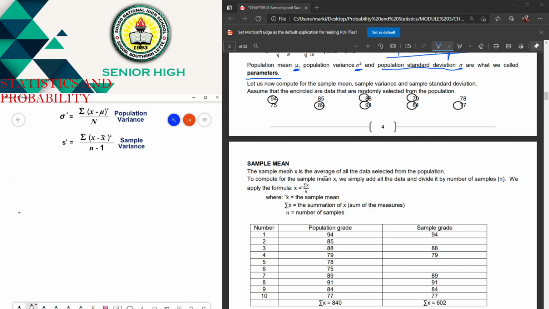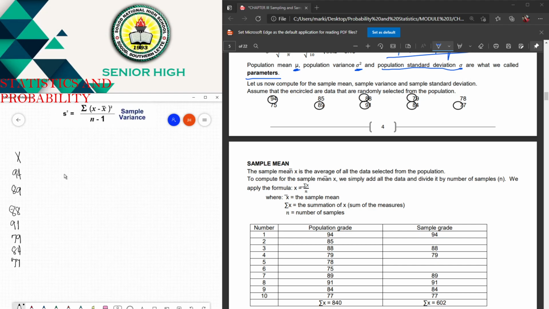Let's have here the x. Yeah, we are still using x. So, what are these numbers? 94. You can answer with me, you can answer with your notes. 89. This is just practice. 88. 91. 79. 84. And 77. So, this is the value of our x.